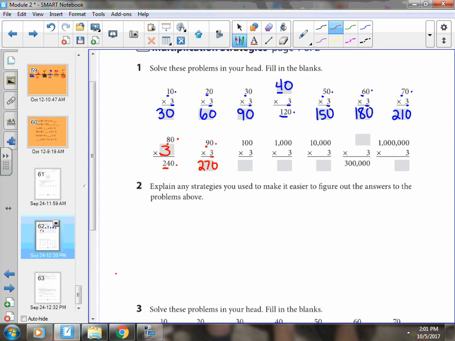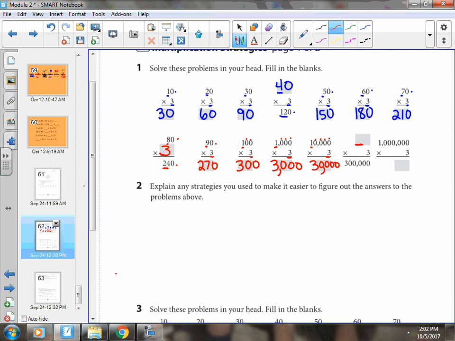When you multiply a number by 100, you add 2 zeros to that number, or think that number shifts 2 places to the left, and then you fill in 2 zeros. You also could think 1 times 3 is 3, 2 zeros on the top, 2 zeros on the bottom. 1 times 3 is 3, 3 zeros on the top, 3 zeros on the bottom. 1 times 3 is 3, 4 zeros on the top, 4 zeros on the bottom.